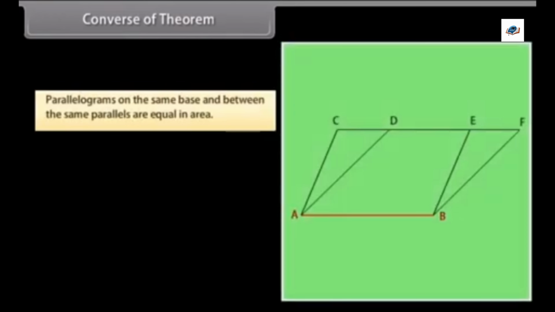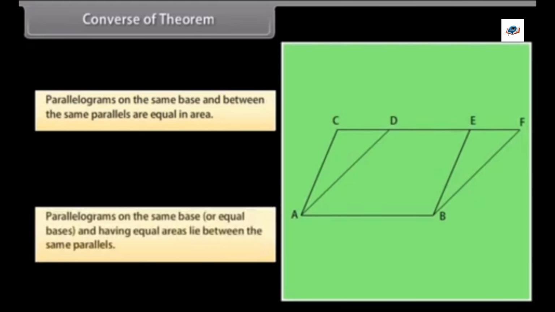Converse of theorem. So we have proved that parallelograms on the same base and between the same parallels are equal in area. The converse of this theorem is also true, which says that parallelograms on the same base or equal bases and having equal areas lie between the same parallels.